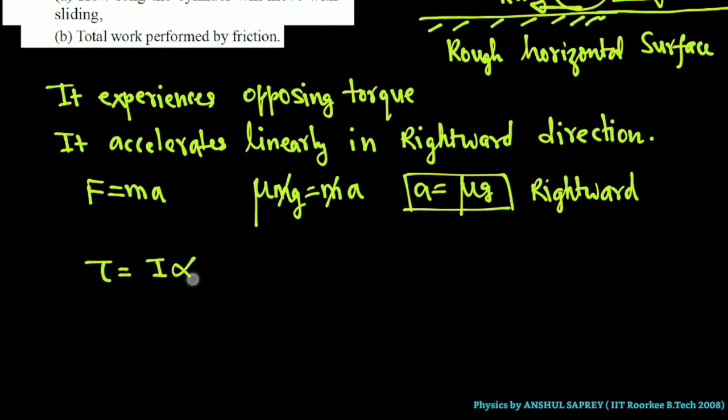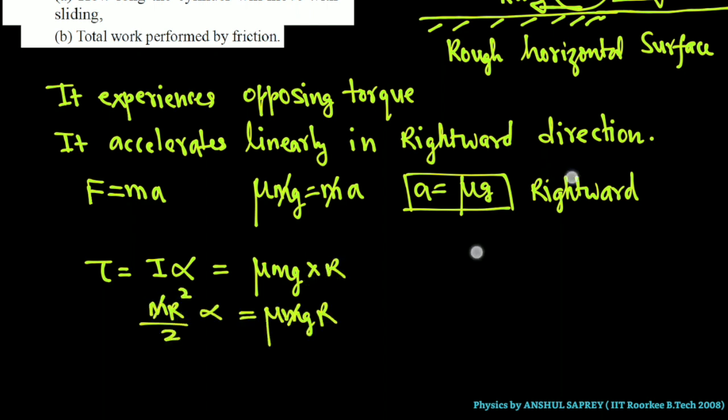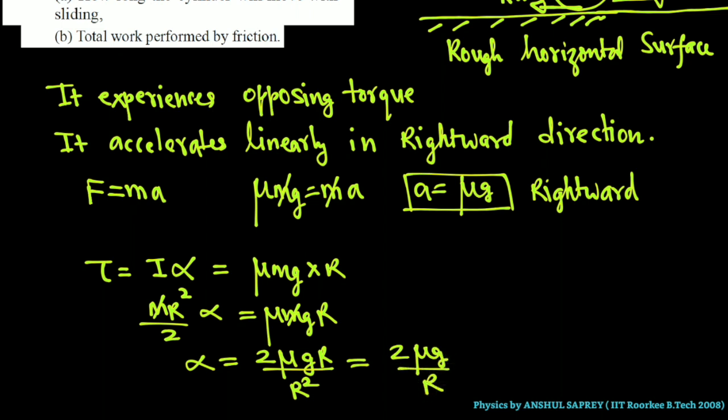Torque is equal to I alpha, and torque is also equal to force into perpendicular distance, mu mg into r. Moment of inertia of the solid cylinder is mr square by 2. So we have alpha is equal to 2 mu g r divided by r square, that is equal to 2 mu g by r, and this is retardation. It will reduce the angular velocity.